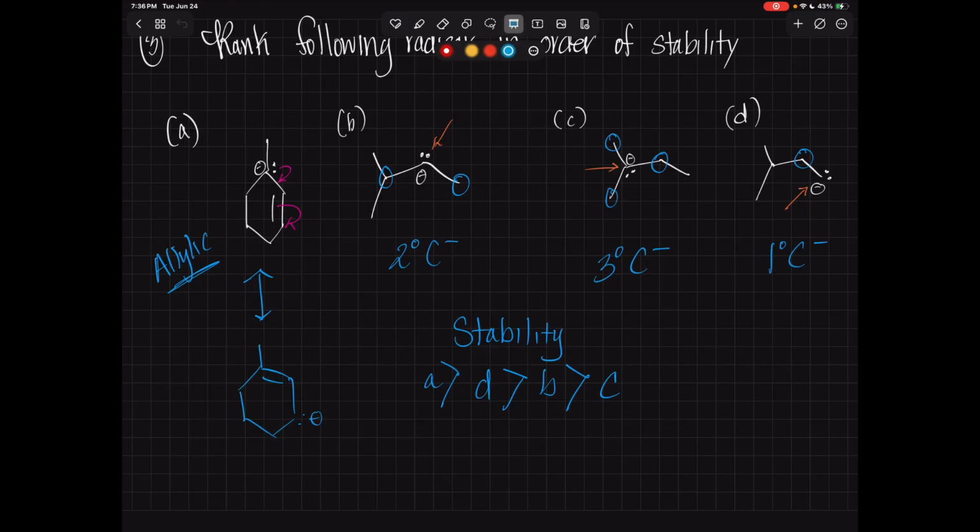And then B is our next, because B is a secondary carbanion, which means this carbon and this carbon are donating electron density, making it less stable than D, where only one carbon donates electron density. And ultimately C, you have this carbon donating electron density, that carbon donating, and that carbon donating electron density. When all those donate, it just overwhelms that one carbon and makes it less stable. So our stability goes A, D, B, and C.